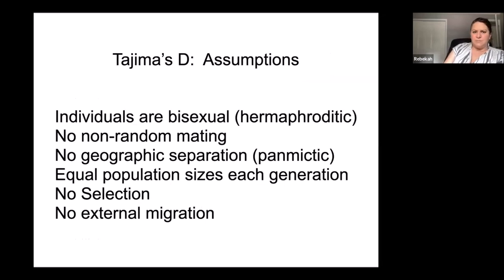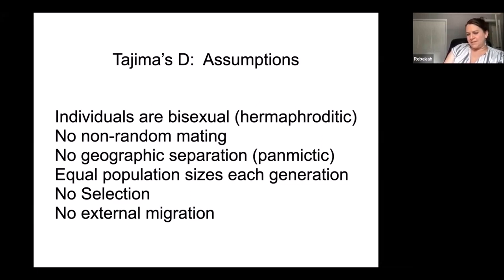There are some assumptions behind these models. They are very similar to what you would assume for Hardy-Weinberg. We assume that all individuals are, they say bisexual in the old literature. Now we would probably say hermaphroditic, which means that you don't have any separate male or female sexes. You assume that there's no non-random mating, that every individual in the population is just as likely to mate with every other individual, and there's no mating preference. It assumes that there's no geography at all, so there's no geographic separation. You're not isolated by distance from one another, and everything is what they call panmictic, which means everything mixes, from the Greek. It assumes that you have equal population sizes every single generation.